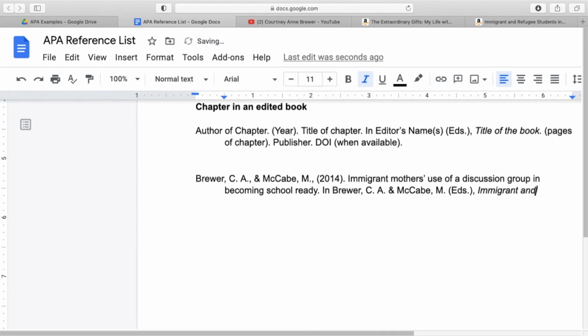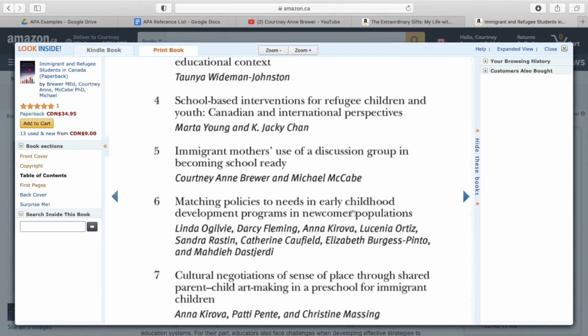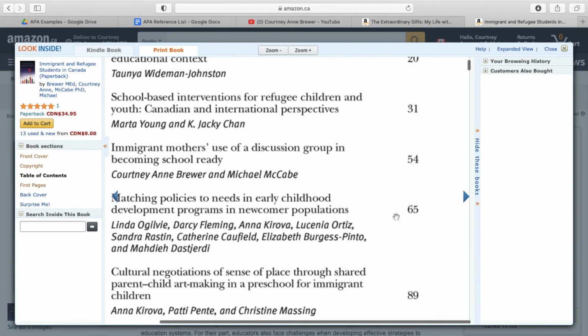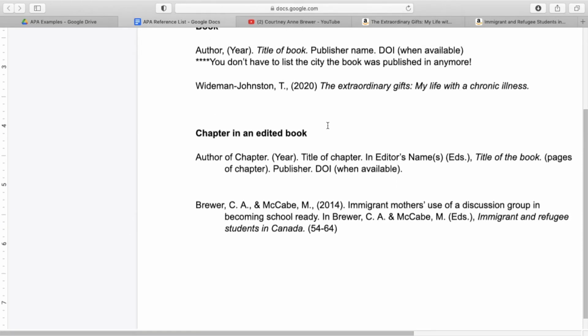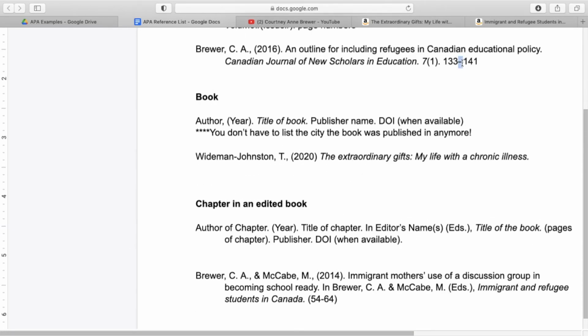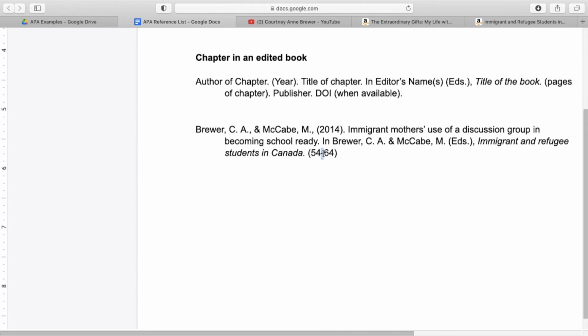And now the title of the book in italics. And then at the end, we are going to put the page numbers in there with the PP in front of them. If it's just one page number, it just gets the letter P. If it's more than one page number, it's PP, and that would be arranged. And then don't forget the en dash in between the two page numbers, and it's all in brackets.